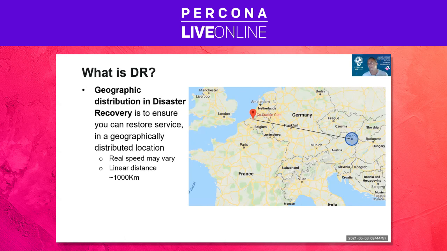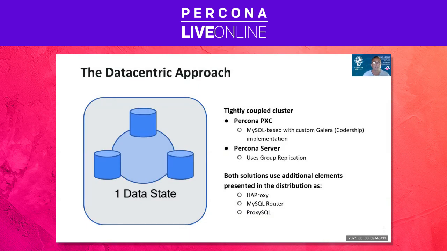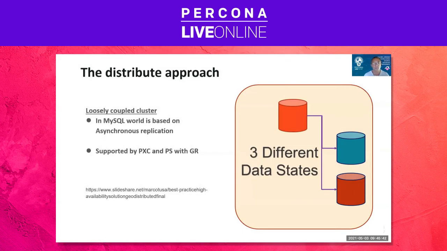While disaster recovery is exactly the opposite, right? It needs to be far, far away in order to be able to cover major events like earthquakes, power grid failures, revolutions, something like that. In terms of solutions that provide one or the other, we have the tightly coupled cluster, which in our case is covered by PXC and Percona Server with Group Replication. They both implement virtual synchronous replication, which is exactly that, a tight way to keep the data consistent between the nodes. While when we talk about DR, we talk about loosely coupled clusters, and this is covered by standard asynchronous replication.